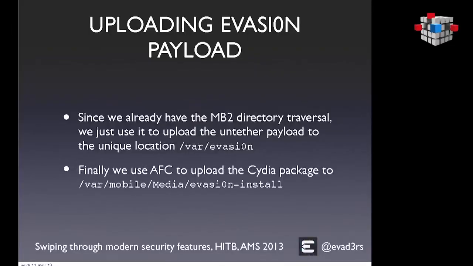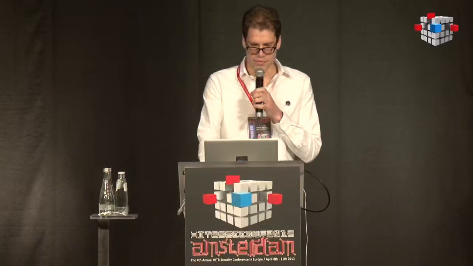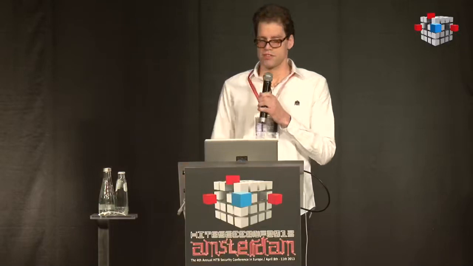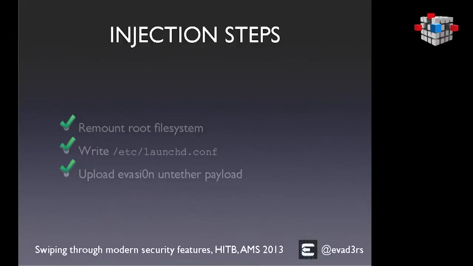So the only thing remaining right now is that we have to upload the untether payload, which is not very hard. We could have used AFC, but since we already have the mobile backup directory traversal, we just use that one again to upload the files we need for the untether. And additionally, we upload the Cydia package and package list using the AFC protocol. Okay, that's basically it. So we have remounted the root file system, we wrote the /etc/launchd.conf, and we uploaded the untether payload, and now we're ready to reboot to untether.